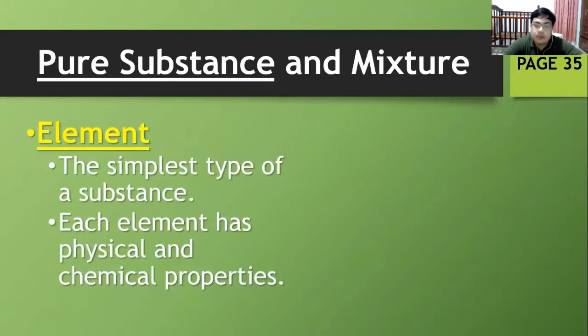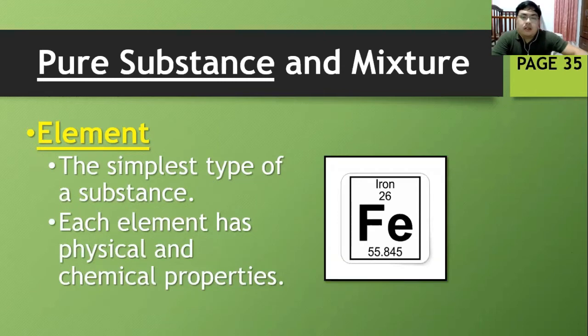Now, let's talk about first what an element is. An element is the simplest type of a substance. Each element has physical and chemical properties. Like iron. What are the properties of iron? Iron is a metallic solid, a conductor of electricity, attracted by a magnet, and reacts with oxygen. Okay? That's what we call some of the chemical properties of an element.